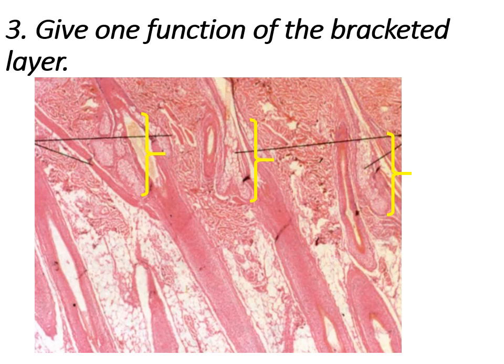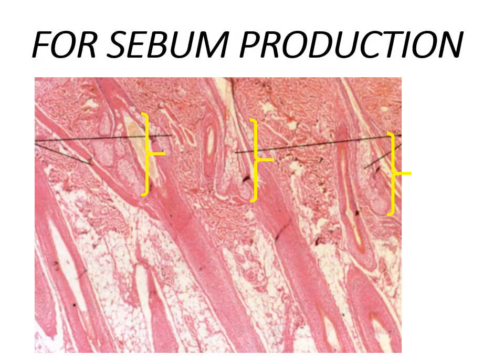Next number, give one function of the bracketed layer again. So, ito yung pinapoint ng tanong na to, no? So, mukha silang mga bags or sacs. So, ano ulit itong mga structure na to? These are your sebaceous glands. Now, again, no? The question is, give one function. So, the answer is for sebum production. And sebum is also in layman's term, your oil.